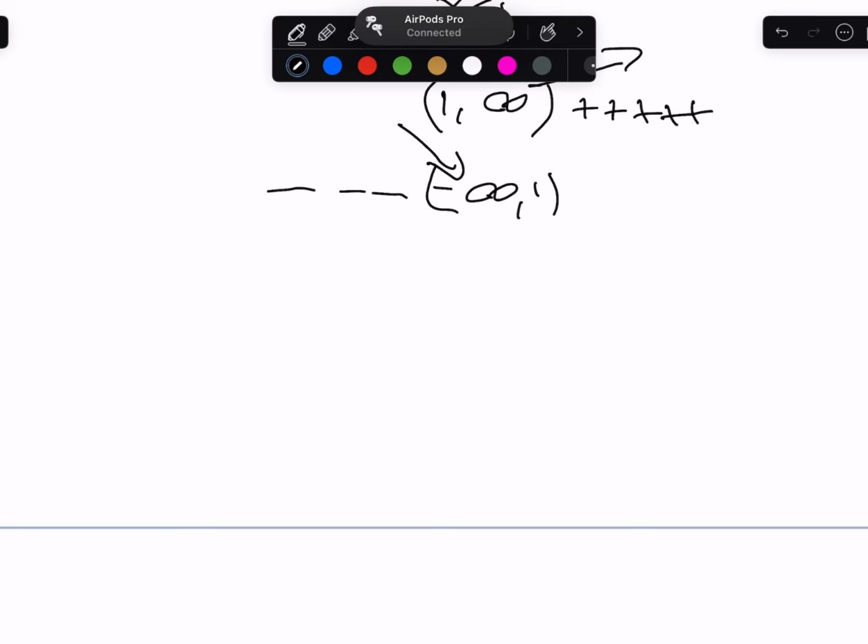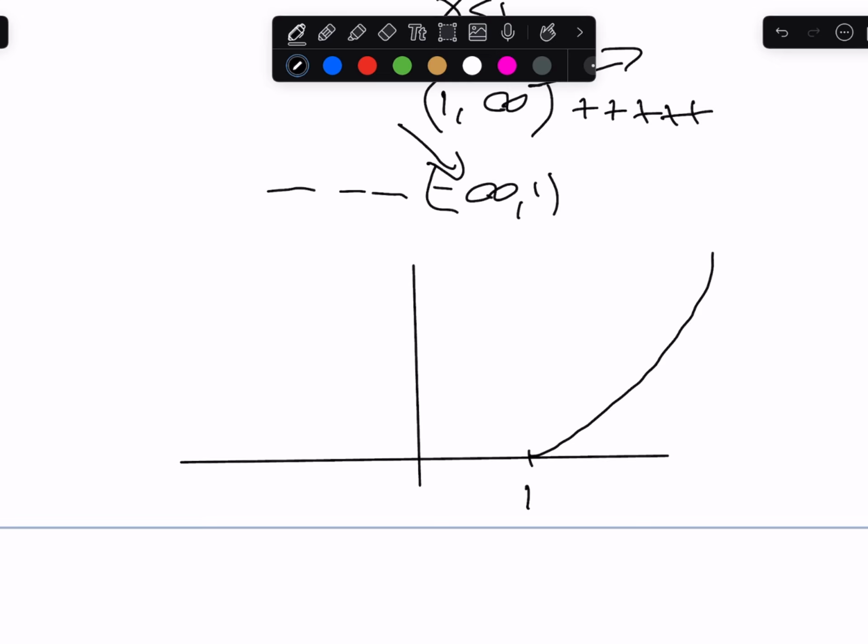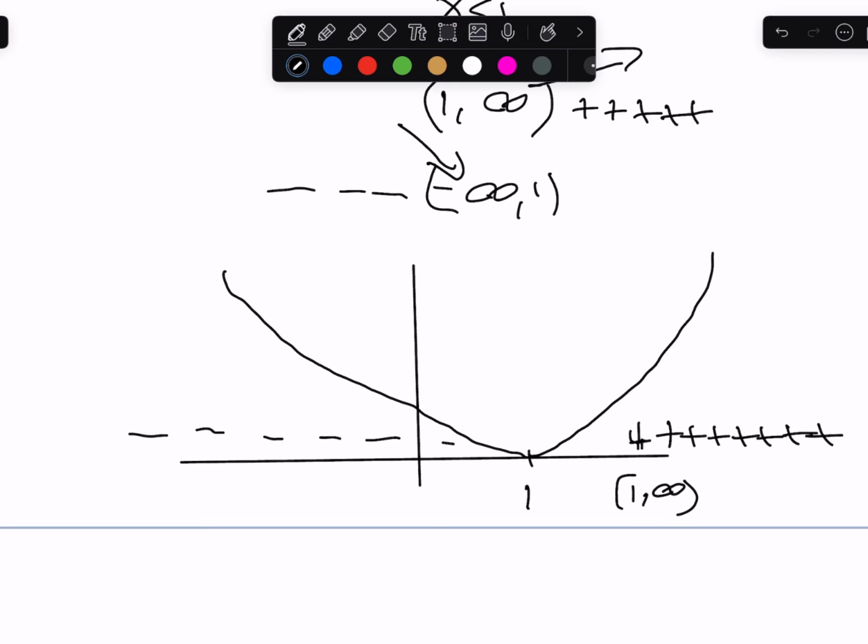So now we draw it out. We draw our x-axis. So here we have our point 1. Our line coming up this way is going to represent the open interval 1 comma infinity, and this is increasing all the way to the right. And our line over here coming from the left is always going to be decreasing. This line right here represents the open interval negative infinity comma 1.